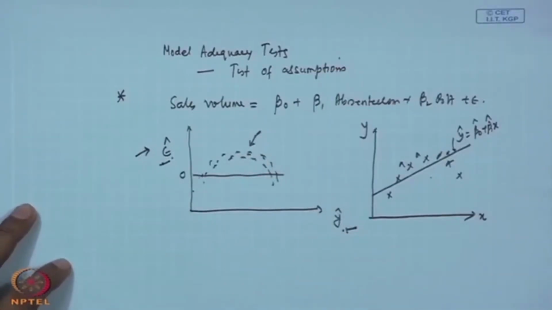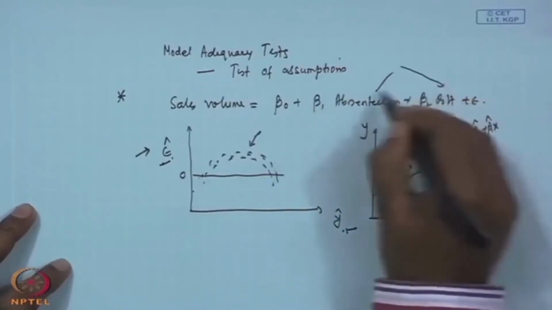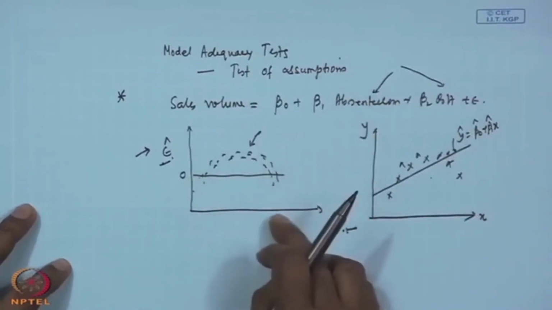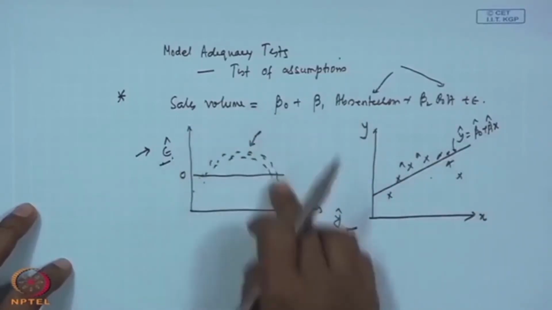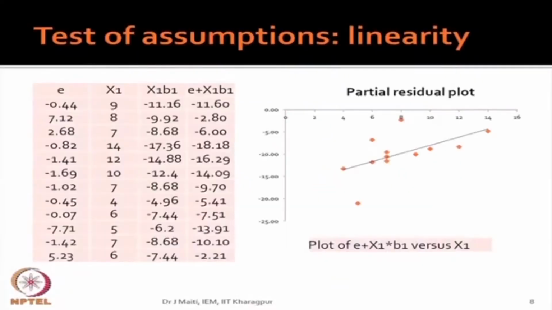Next, when there are more than one variables like in this case, then if there is any departure, we are interested to know for which variable this non-linearity is there. So, that is also possible, and that can be done through the partial residual plot. Now, what is a partial residual plot? The partial residual plot looks like this.